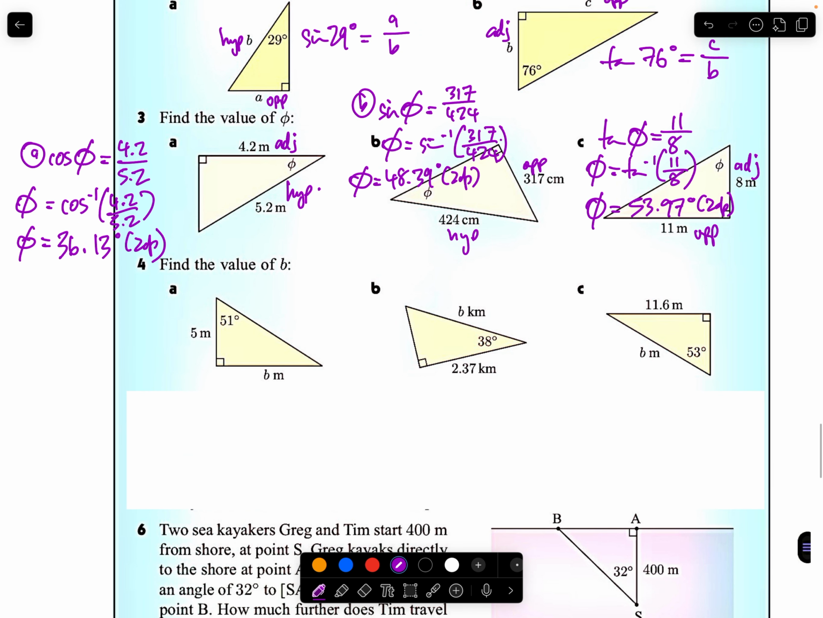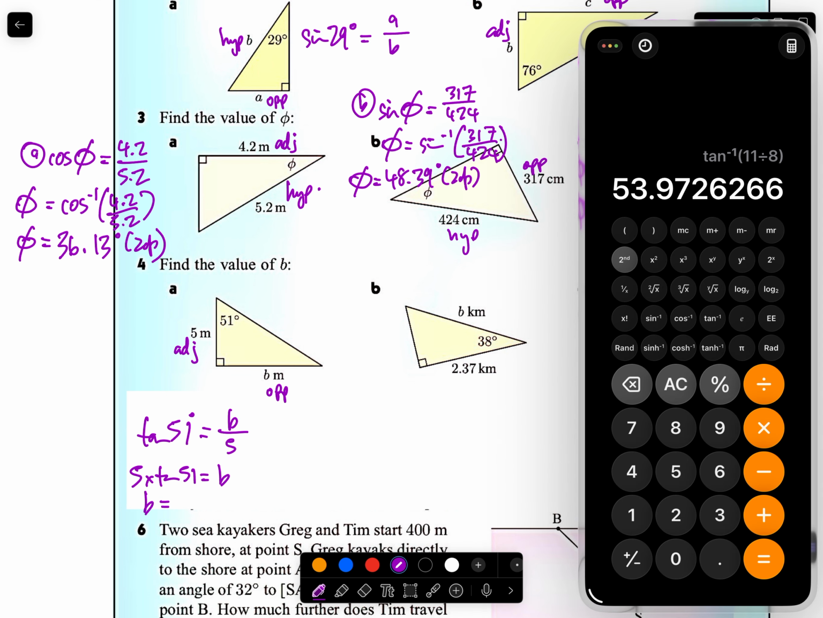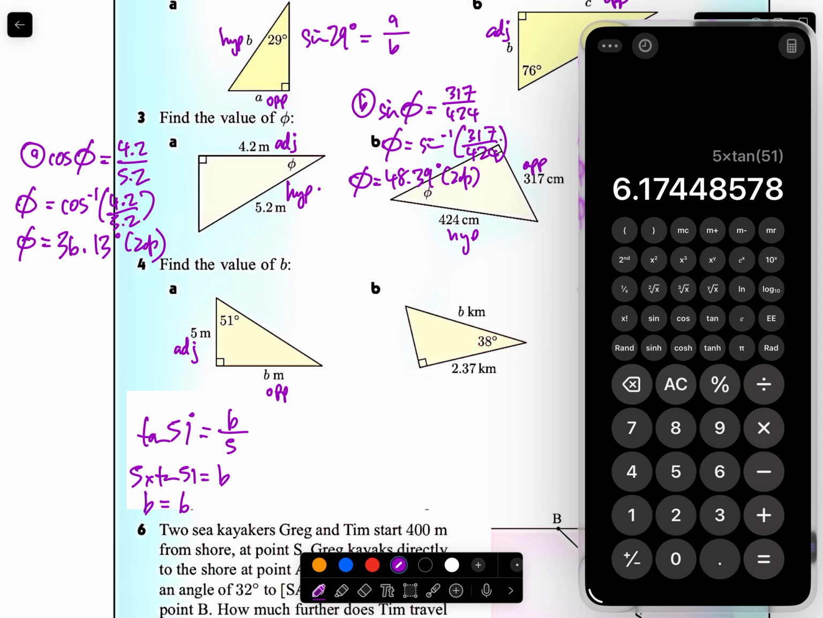Find the value of B. So it's opposite, adjacent. So it's tan. Tan 51 degrees is equal to opposite over adjacent. Opposite of dividing by 5 is multiplying by 5. So 5 times tan 51 is equal to B. B is going to be 5 times tan 51, 6.17. What is the unit? Meters, rounded to 2 decimal places.